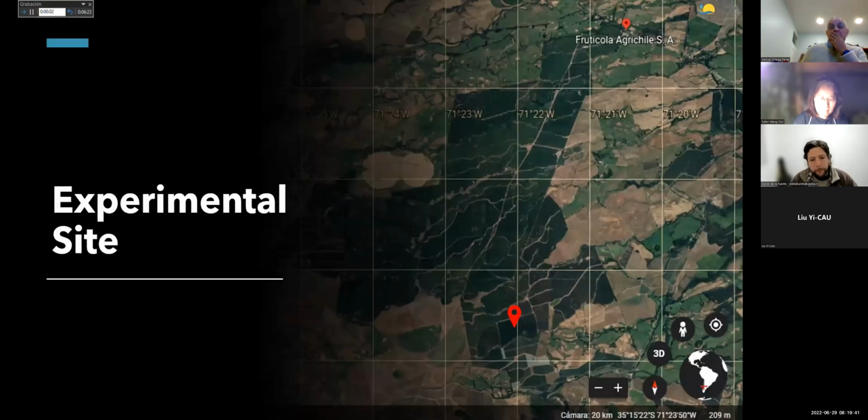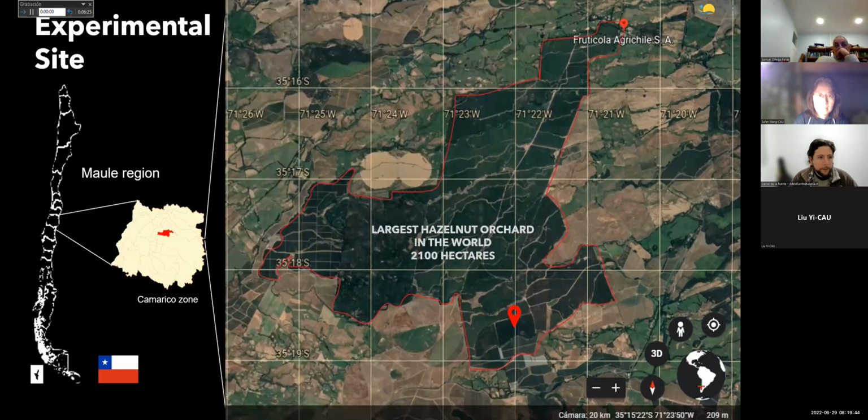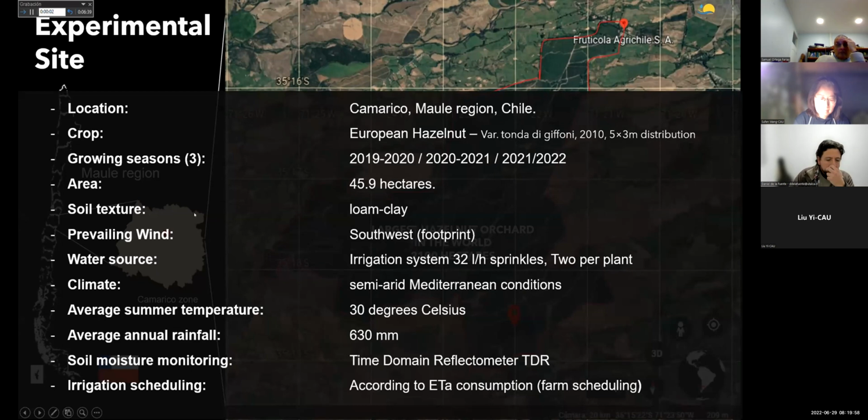For my doctoral thesis, my experimental site is located in the Central Valley of Chile, in the Maule region, in the largest hazelnut orchard, as said later. In this point, in the Camarico zone, the most important data here is the prevailing wind direction for calculating the footprint of the eddy covariance. We have measurements during 3 growing seasons, and the data I will show you is preliminary because the project is going on.